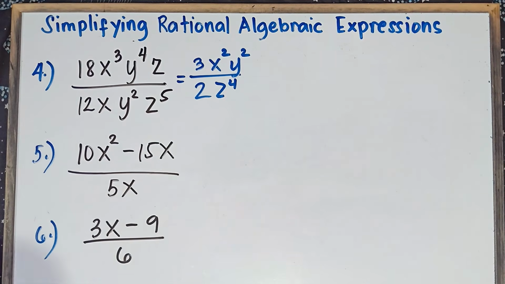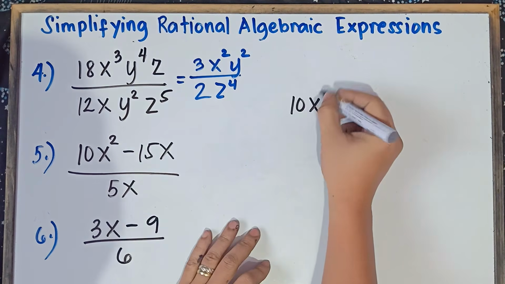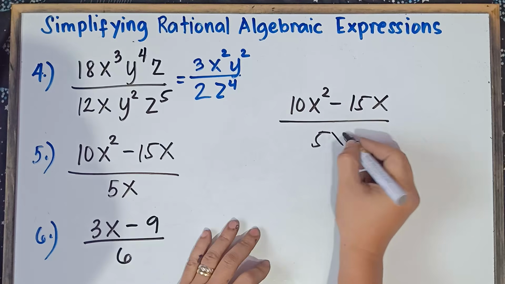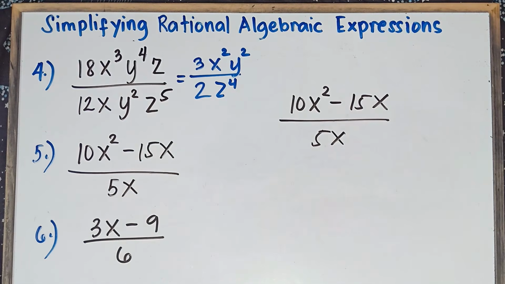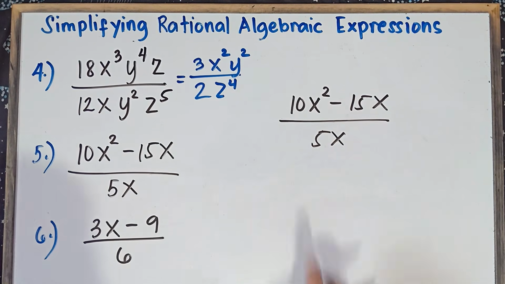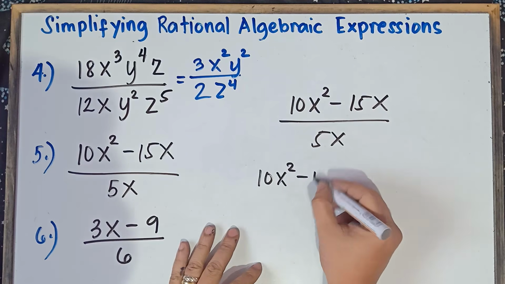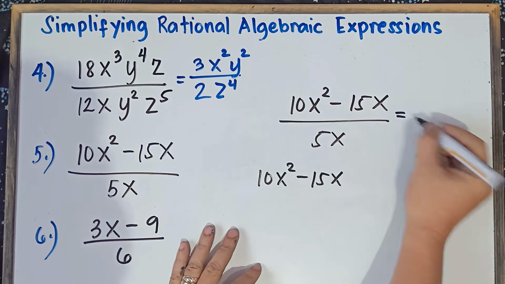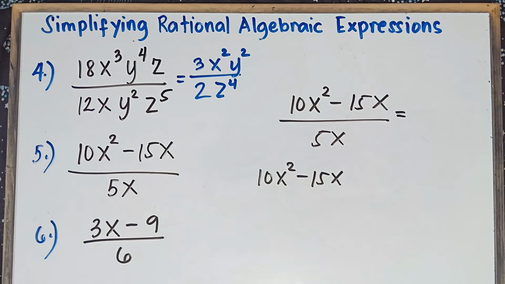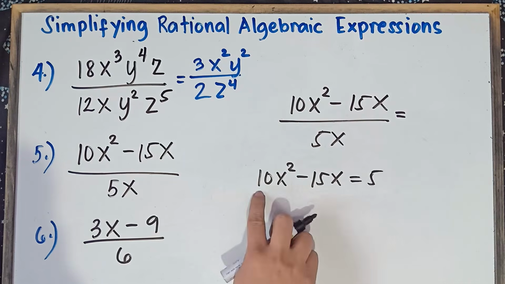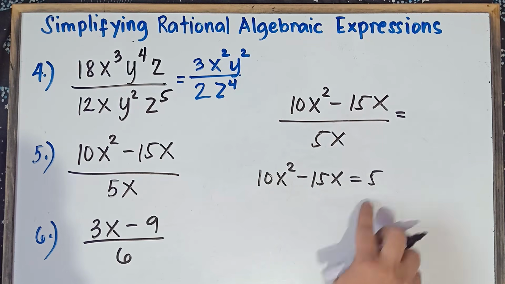Alright, so our given, that would be 10x squared minus 15x over 5x. Alright, so you check first the numerators. Can we factor out 10x squared minus 15x? Yup, we can factor this out. So 10x squared minus 15x. So what would be the greatest common factor, class, of 10 and 15? That's correct, that would be 5, right? We can divide 10 by 5, we can also divide 15 by 5.